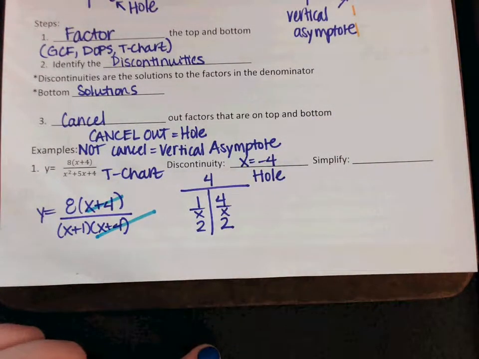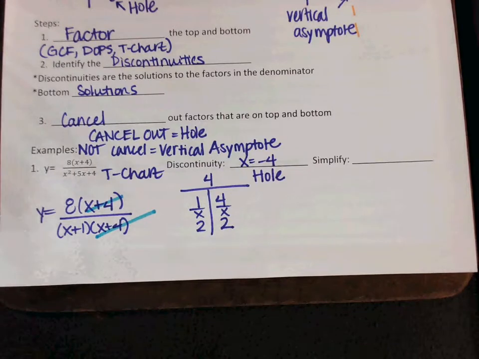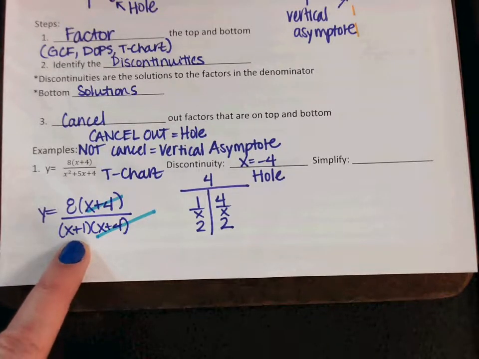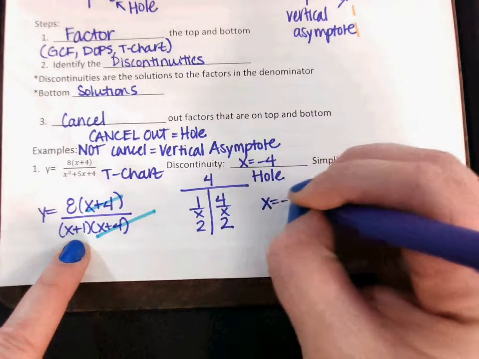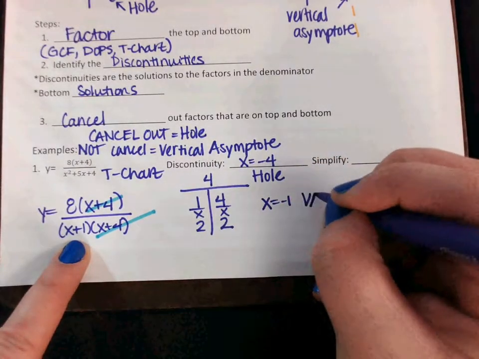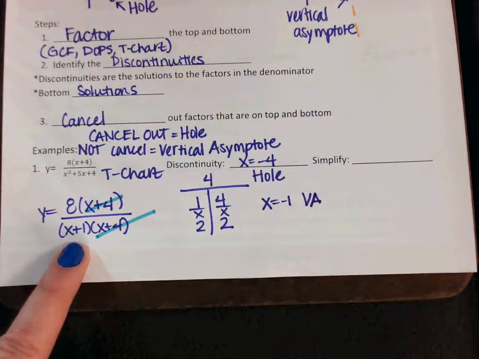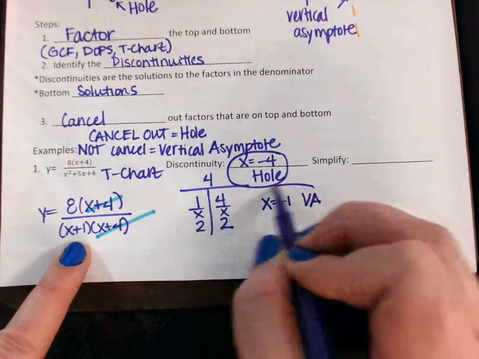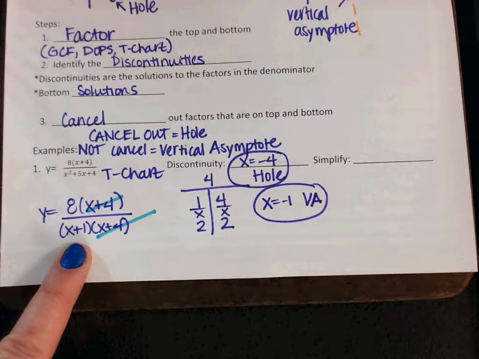Okay, your other discontinuity is the other thing that's left over on the bottom. What's the other thing left over on the bottom? X plus 1. And did it cancel out? So what is that called? A vertical asymptote. So I'm going to put x equals negative 1. And I'm going to put VA for vertical asymptote so you don't have to write it out every time. So negative 4, there's a hole in the graph. Negative 1, there's a vertical asymptote.